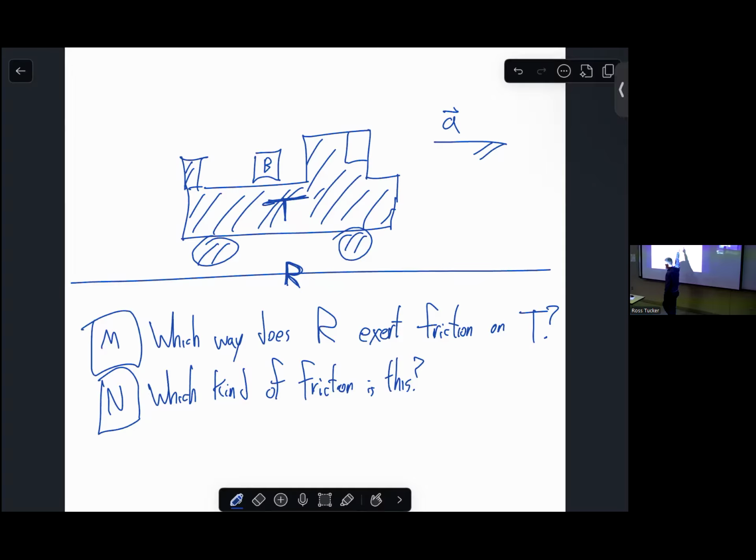There is only one horizontal force acting on the truck. The truck accelerates rightward. Which direction must the net force on the truck be? Question O: the truck accelerates right. Which direction is the net force?